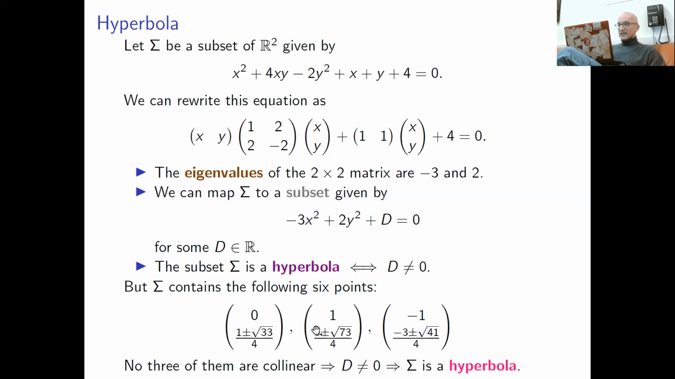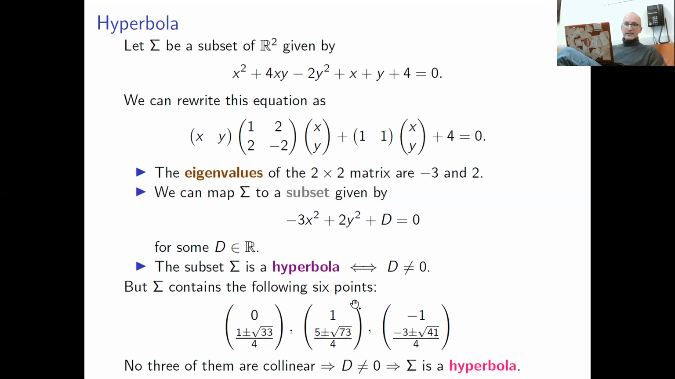In this example, I found 6 points. Very explicitly, I just put x to be 0, then x to be 1, x to be minus 1. I found y, and I checked that no 3 of them are collinear, so this is a hyperbola. Of course, this is a very time-consuming way, because checking that no 3 of these points are collinear is time-consuming. So we will see a little bit later a simpler way to determine that this is a hyperbola.